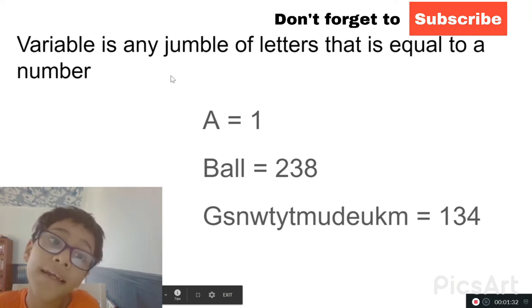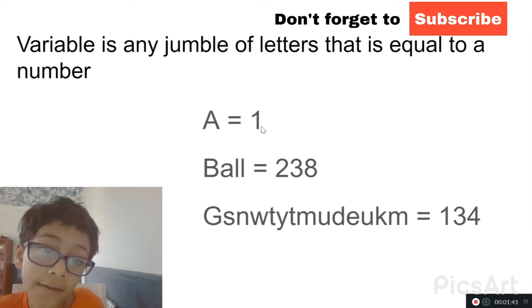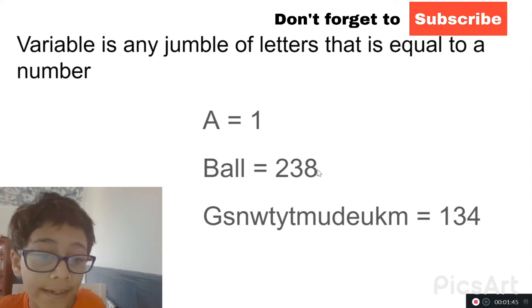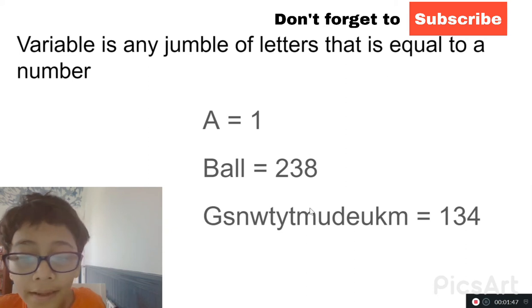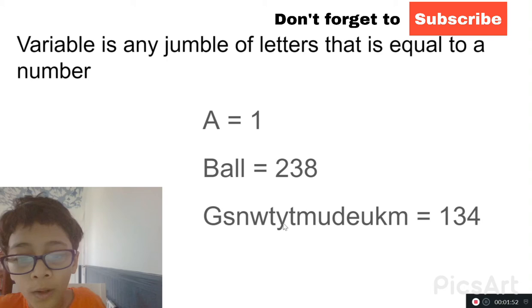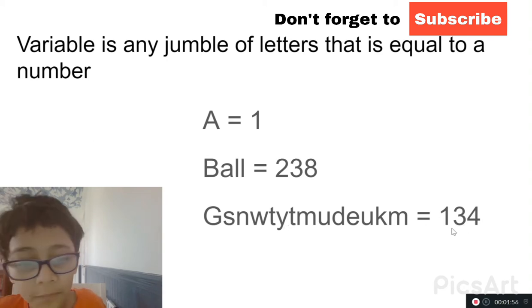A variable is any jumble of letters that is equal to a number. For example, A is equal to 1. It could be a letter, like A is equal to 1. It could be a word: ball is equal to 238. It could be something random, like G, W, T, Y, T, so on and so on, is equal to 134.